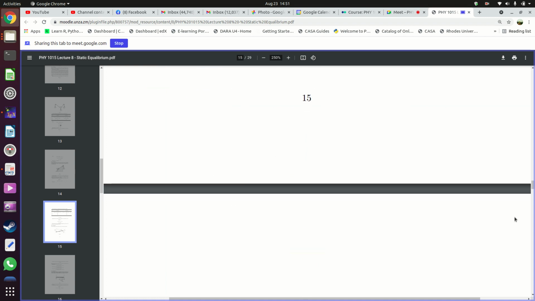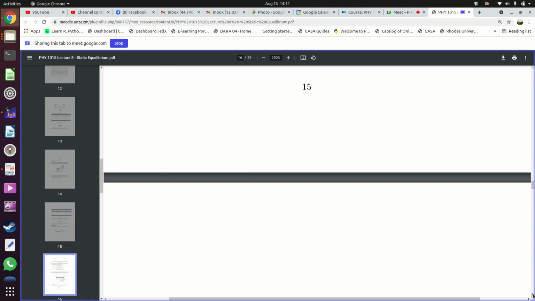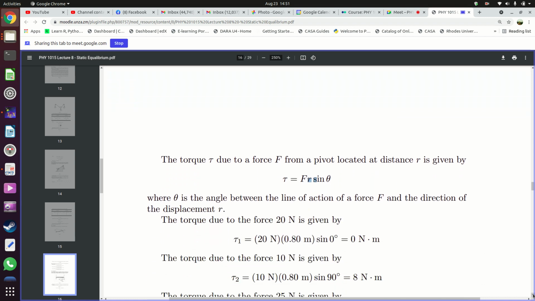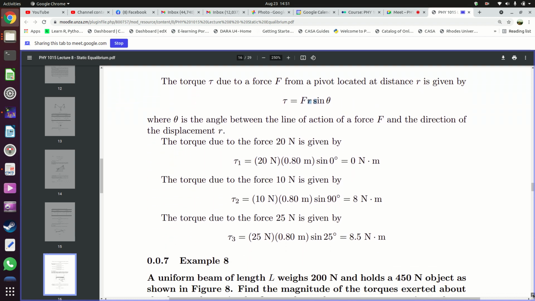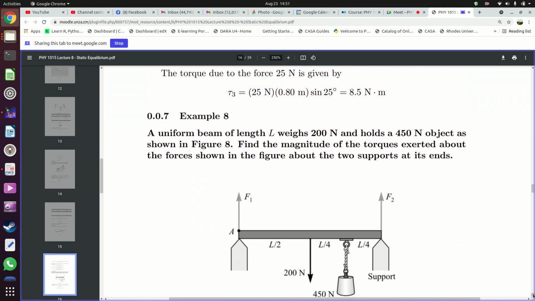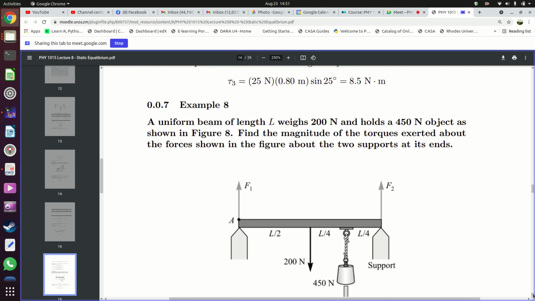You find the size of the torque. If the torque causes an object to turn in a clockwise direction, then you say that's a clockwise torque. If it causes an object to turn in an anti-clockwise direction, then you say that is an anti-clockwise torque. Then you choose what should happen. If clockwise is positive, you stick to it. If anti-clockwise is negative, you also stick to it. Okay.